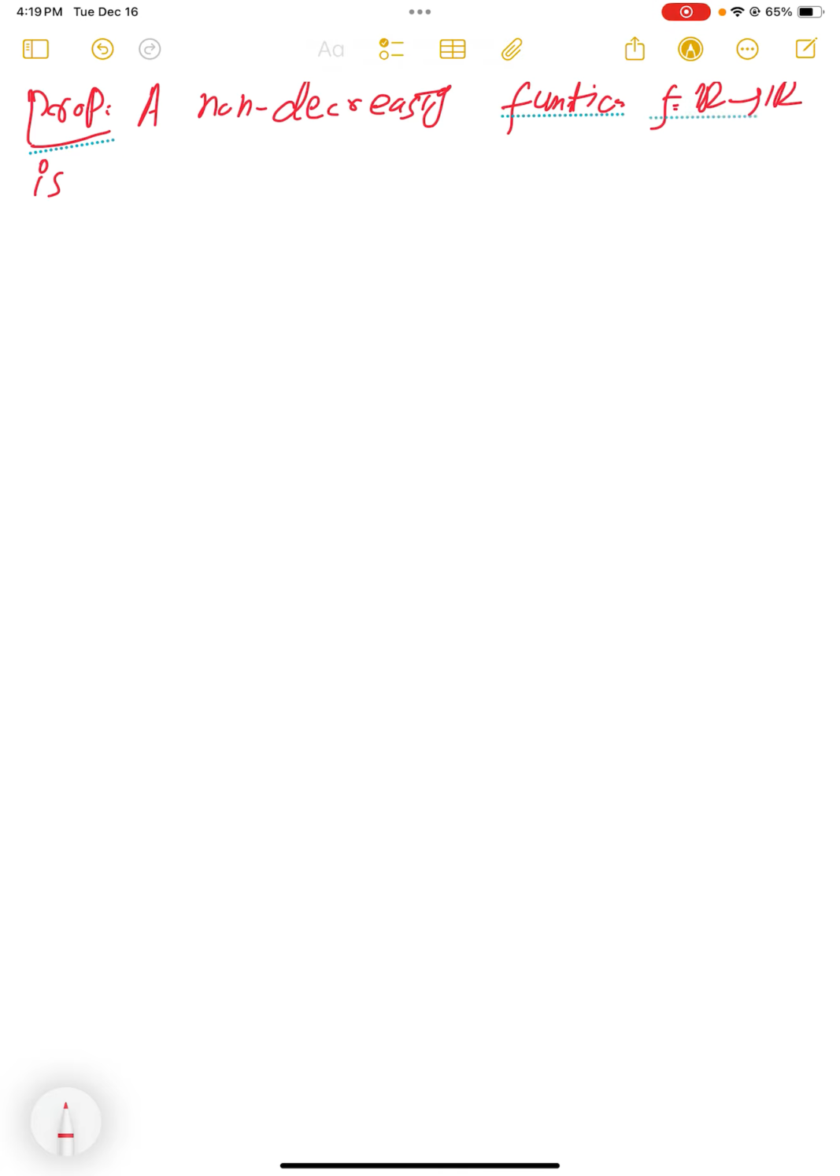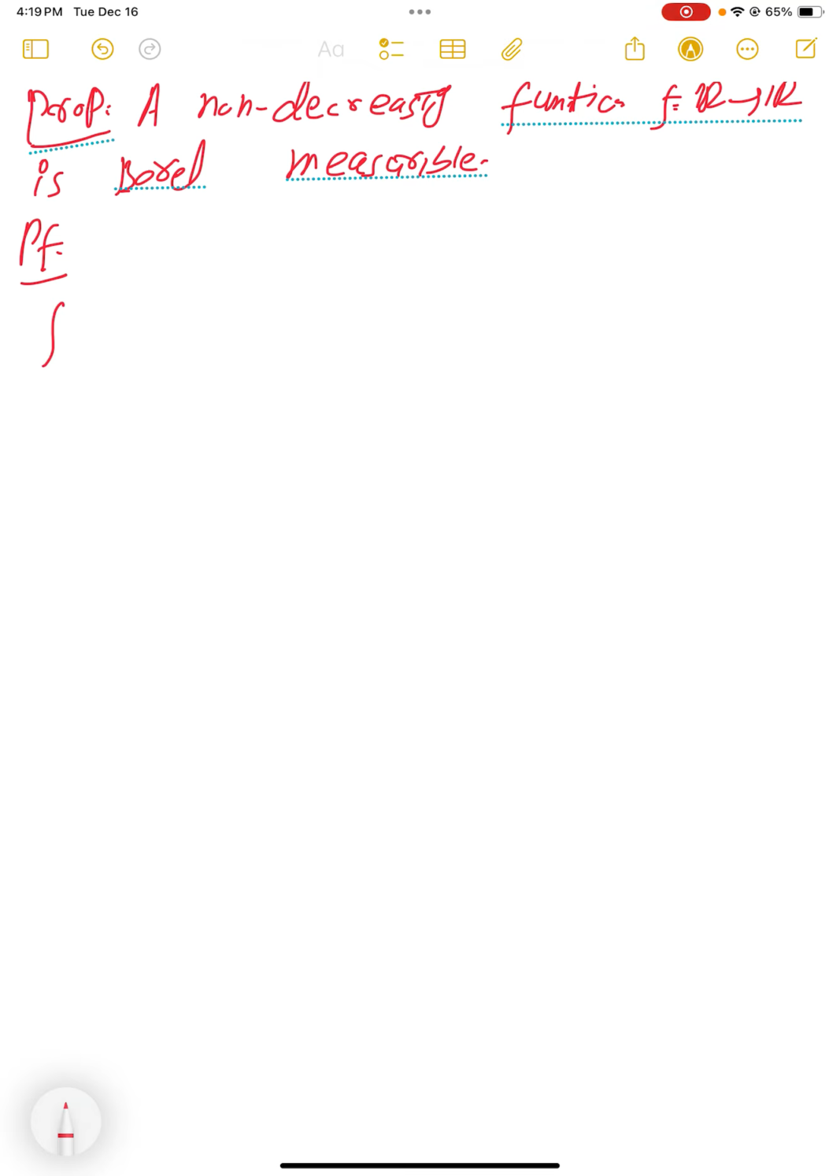So in this video we are going to prove a proposition. The proposition says that a non-decreasing function f from R to R is Borel measurable. To prove that a function is Borel measurable, we need to show that the inverse image of a Borel set is a Borel set. That we know.